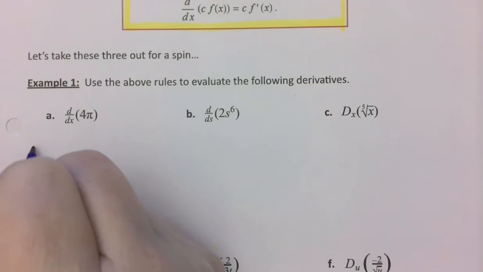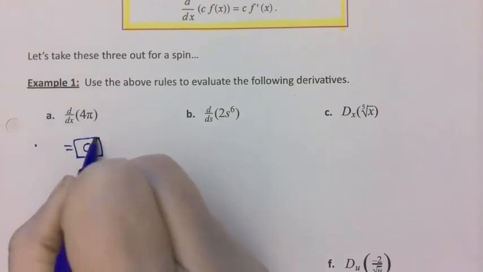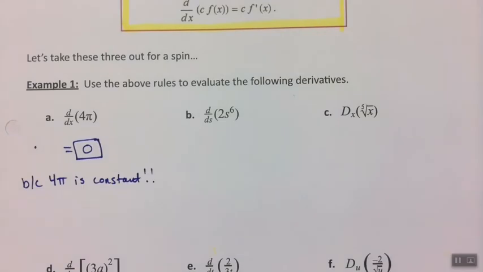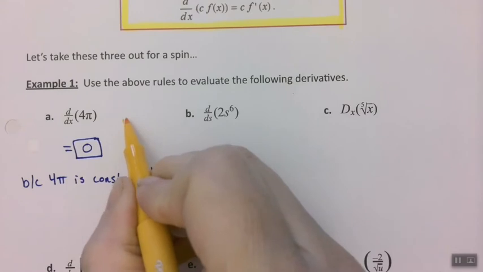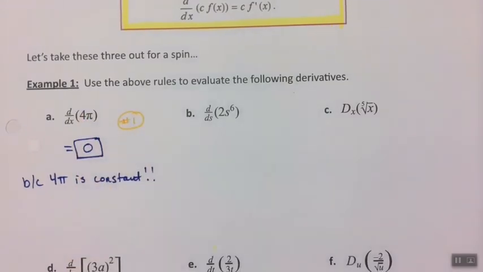let's see, let me just write equals 0. Because 4 pi is constant, the derivative is 0. Right? And I'm using rule number 1 there. I'm taking the fact that I have a constant, derivative of a constant is 0.